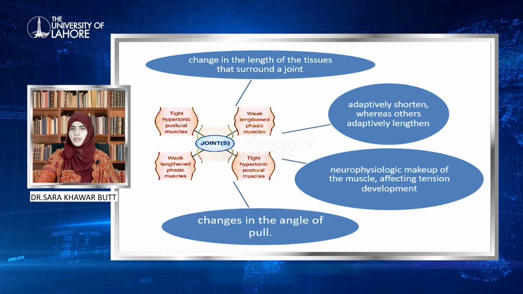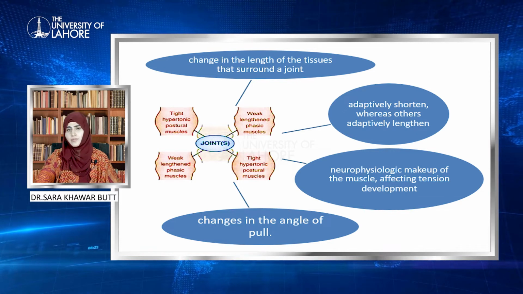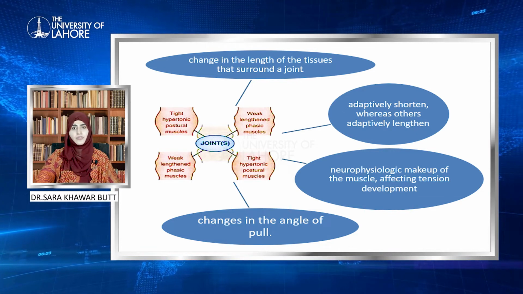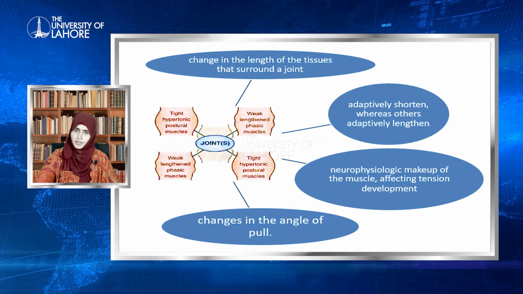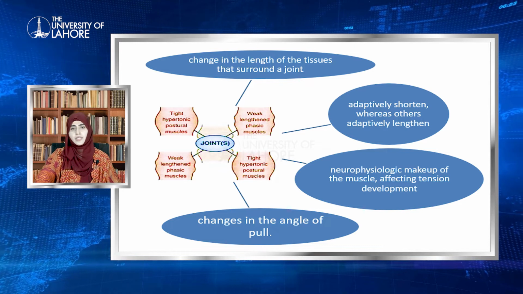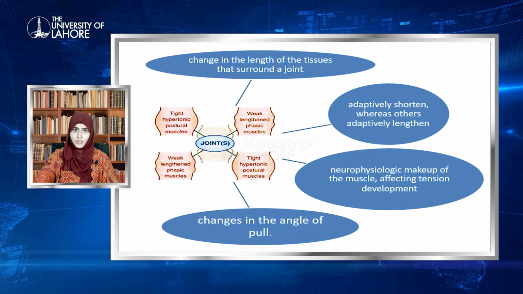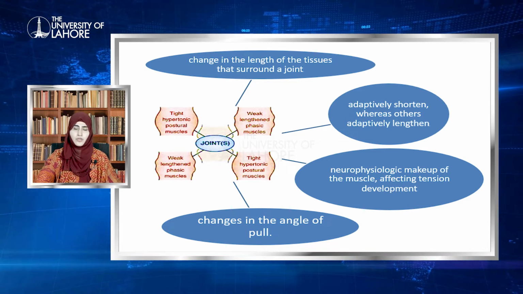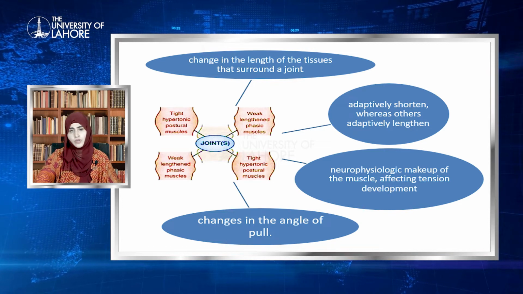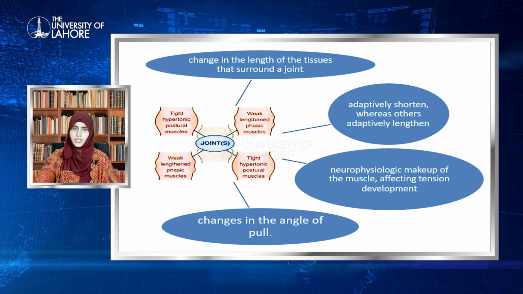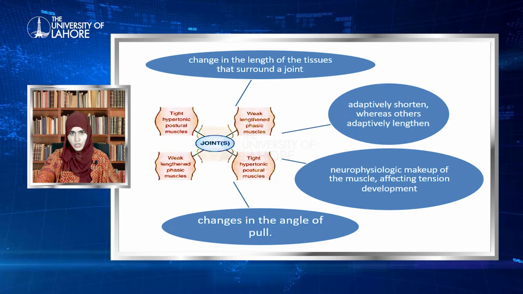As we discussed, there is asymmetry, and this asymmetry results in some of the muscles becoming weakened and some of the muscles becoming tightened. The weakened muscles are adaptively lengthened and the tightened muscles are adaptively shortened in a certain position. This leads to disturbance of the neurophysiological makeup of the muscle, which affects the overall length-tension relationship, and the angle of pull is also changed.